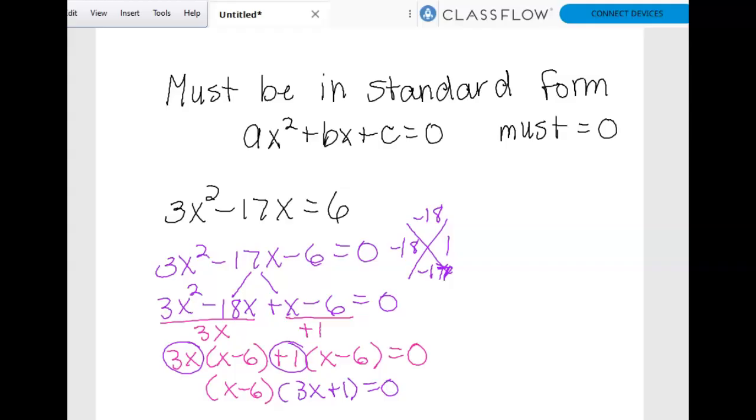And so to find the answers, we're going to set each set of parentheses equal to 0. So I'm going to set x minus 6 equal to 0 and 3x plus 1 equal to 0. To solve for the x, I would move the 6 to the other side. So I'd get x equals 6. And on the next one, I would subtract 1 and divide by 3.